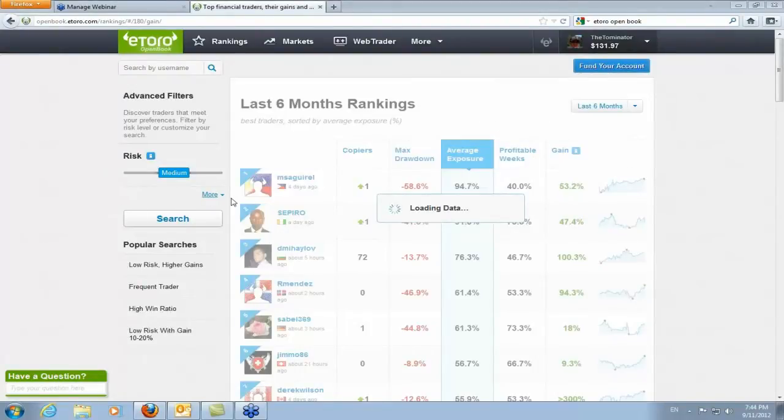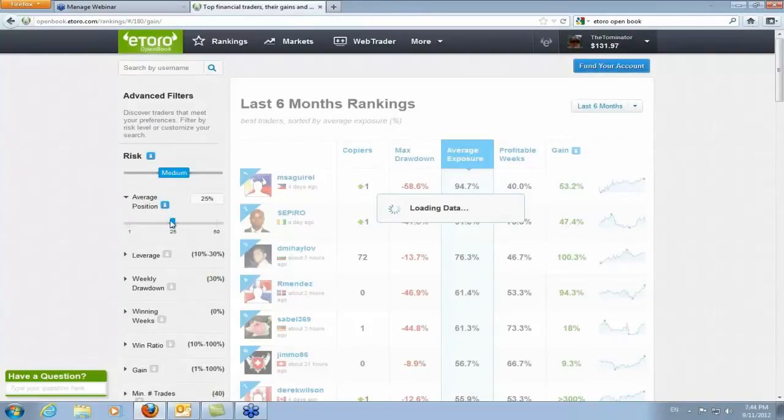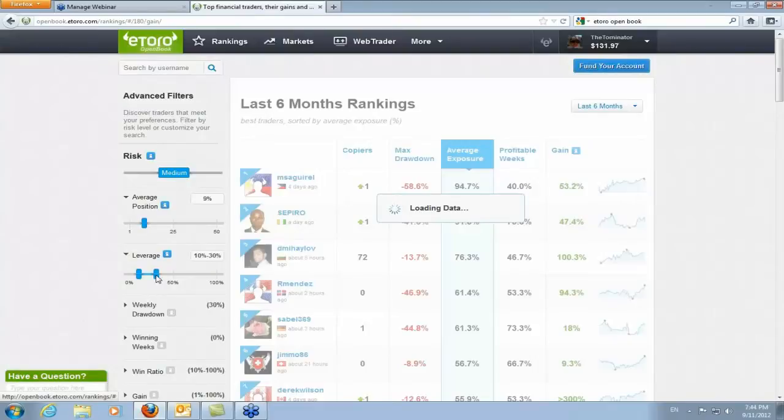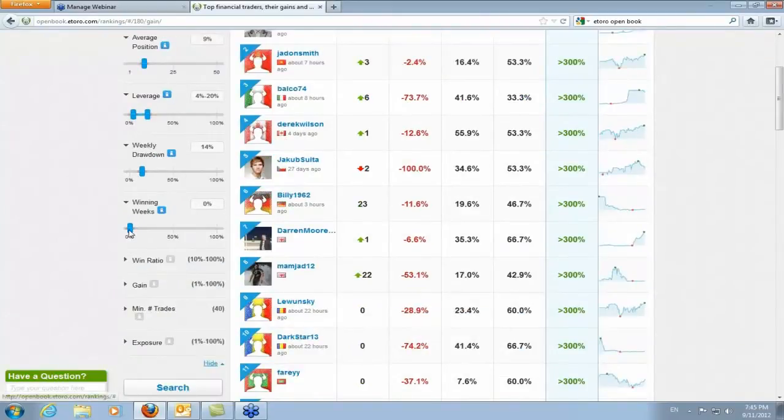The Guru Finder is a way for us to segment traders according to our specific requests, which mean the following. On average, the position size is, let's say, no more than 9%. The leverage that we use, which is more than 100 leverage, on average, it would be between 5 to 20% of the positions will be on high leverage. The weekly drawdown would be no more than, let's say, 14%.